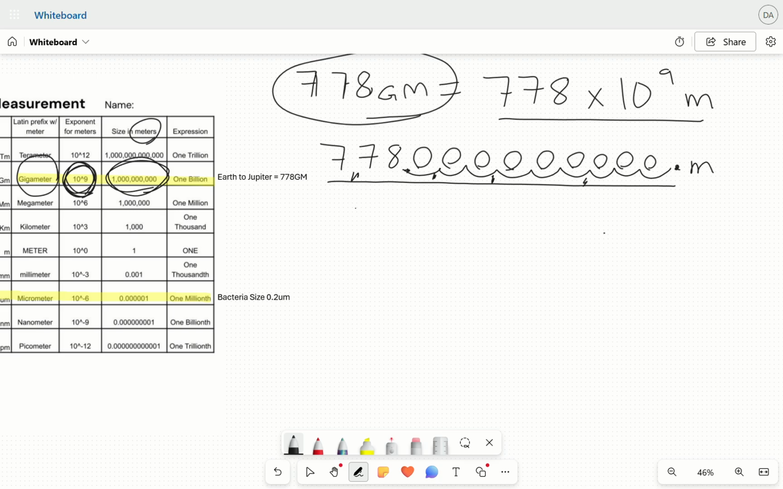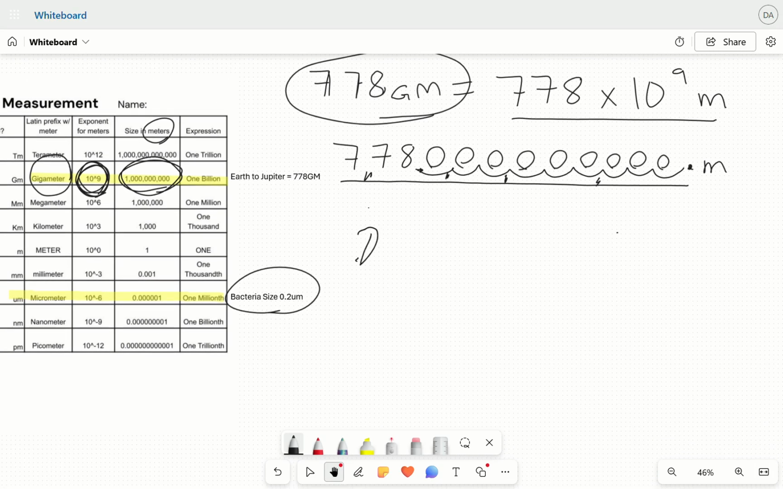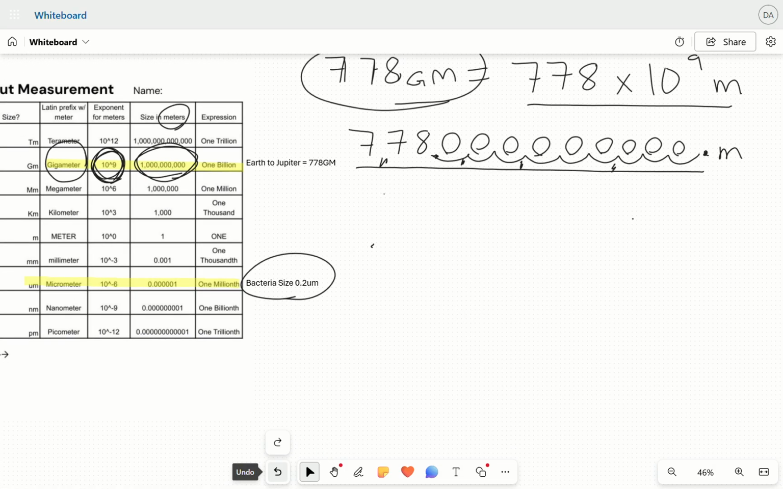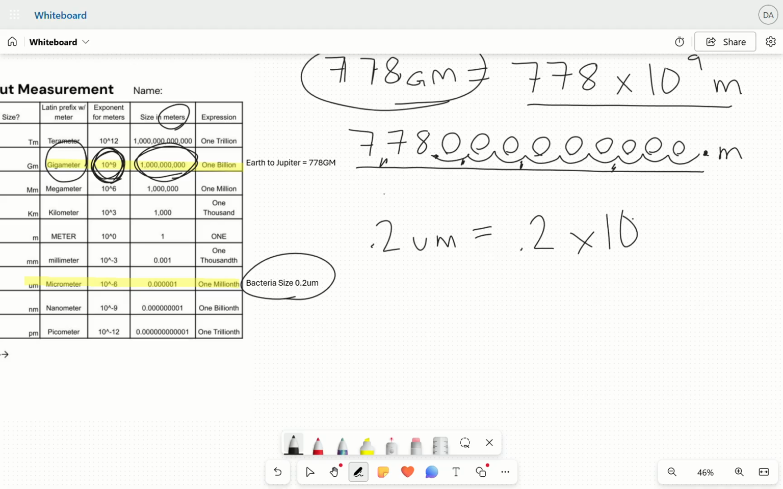Now let's do one that might be a little bit more confusing. We're going to do the bacteria size in micrometers. So we know that the size of a bacteria, a very small one, is 0.2 micrometers. That's the same thing as saying 0.2 times 10 to the power of -6 meters. Same exact distance, we're just using different units.